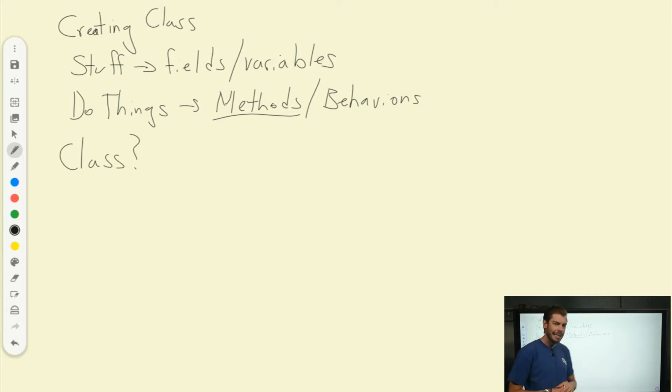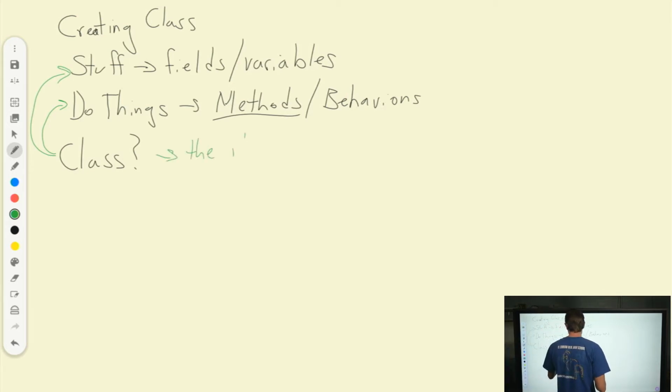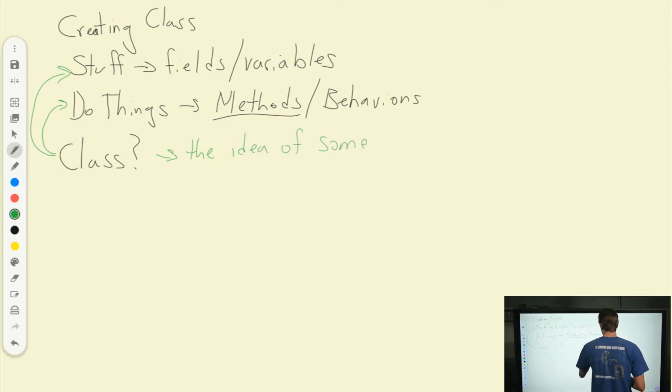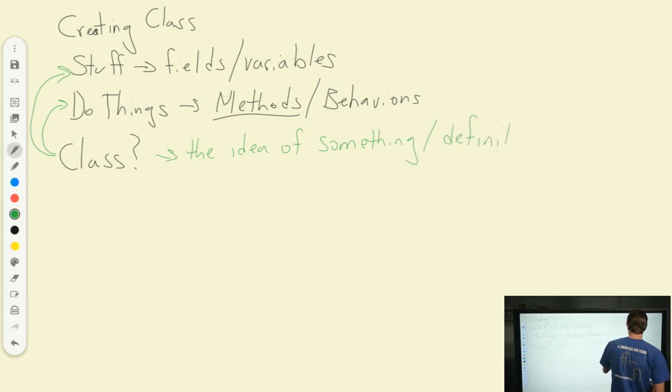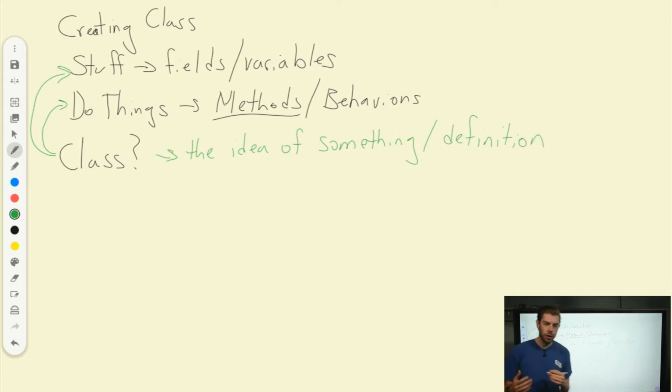Well, a class is an idea of something. It's the idea of what something does and what it has. So it's the idea of something, or sometimes it can be called the definition of something. So it's the definition of what will become our objects.